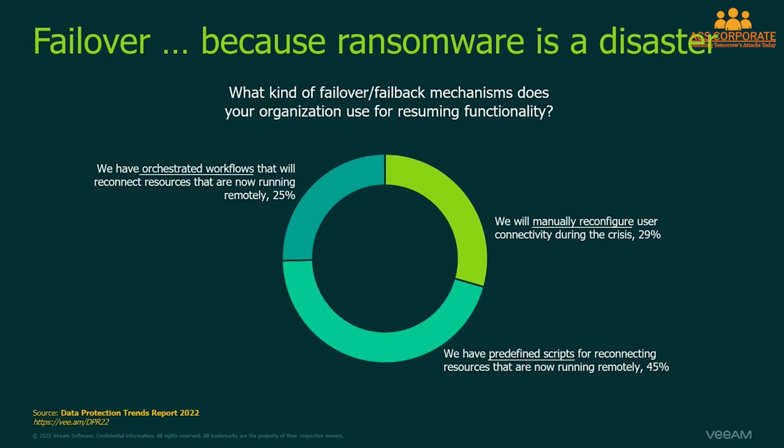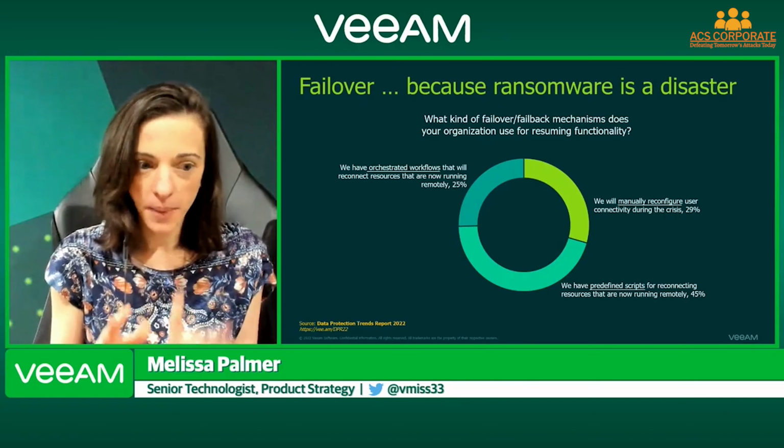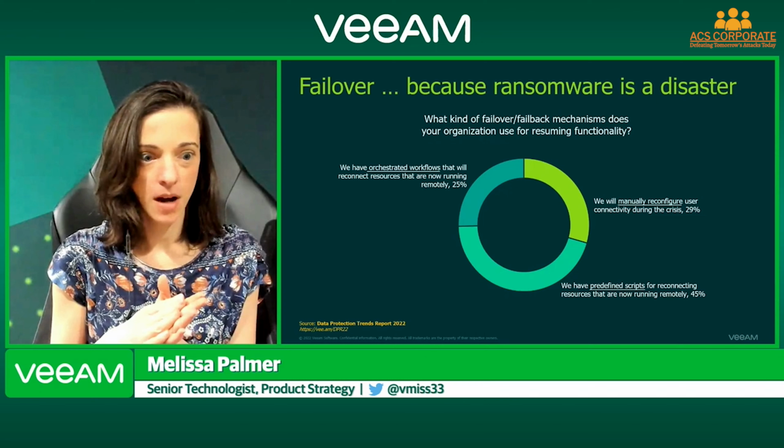Melissa, two of those three things are correct. They're going to discover the outage, they're going to manually reconfigure, and they're going to be successful. 2 out of 3 of those statements are accurate. The other one is, bless their hearts. Yes. And then we're getting a little better, right? We have predefined scripts for reconnecting resources that are now running remotely. That's a little better. I hope your scripts are up to date.